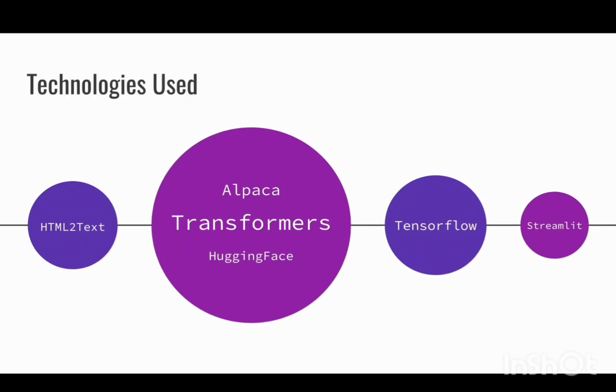We have our own custom module called HTML to text. We are also using Alpaca, which is an LLM. We are mainly using transformers and Hugging Face models to enable the training. Now, TensorFlow is one more thing we plan to use, and then Streamlit facilitates our UI.